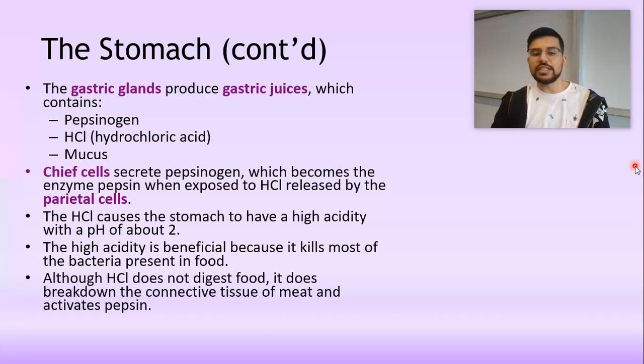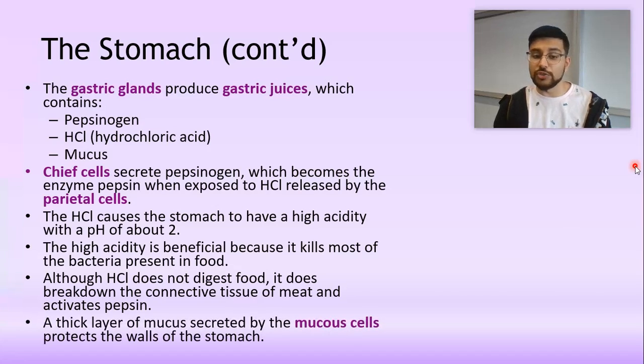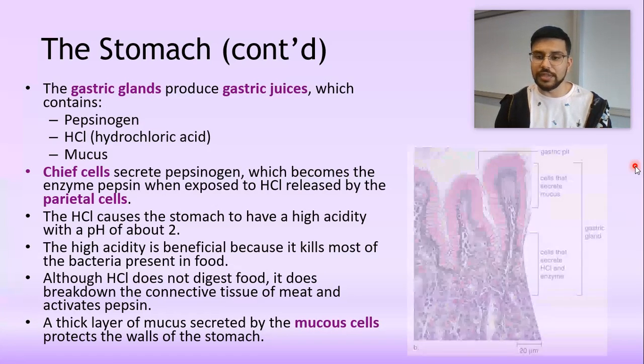So the HCl doesn't actually digest the food. It helps break down different parts that are in the food. So if you have things like connective tissues, or if you're eating meats, it's going to break down that connective tissue so that then we can actually digest it. It also activates pepsin. So it converts that pepsinogen to pepsin, which can be useful to us. The mucus comes out of mucus cells. The mucus cells are going to protect the stomach lining.